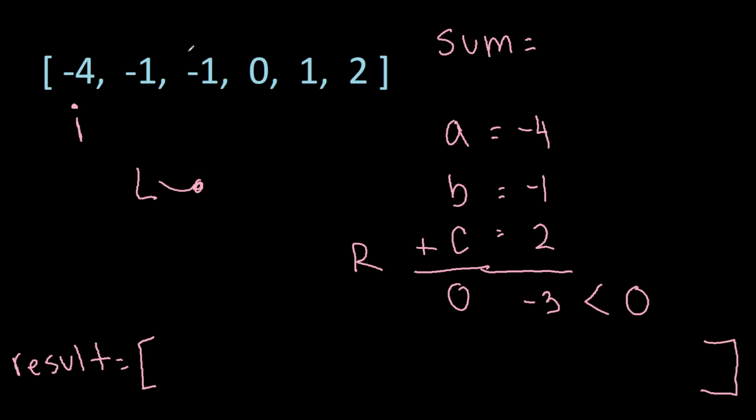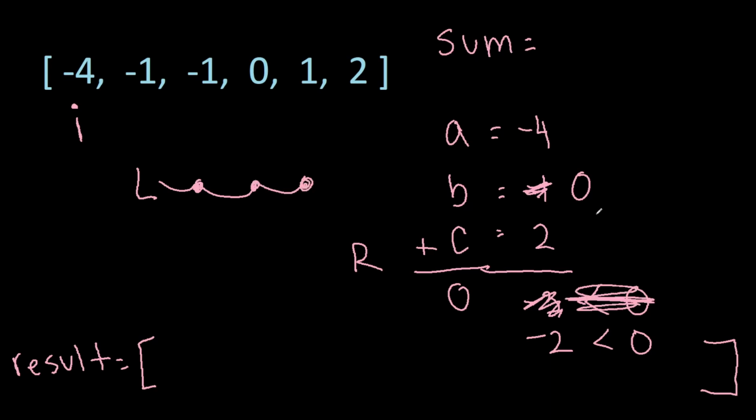And here's the tricky part. We see that -1 is exactly the same as the number prior, and we don't want to deal with any duplicate triplets. So we'll move L along until we find a different number than the one prior. So now L is at 0. -4 plus 0 plus 2 equals -2, and it's still less than 0. That means L is way too small, and we're going to have to move L up by 1.